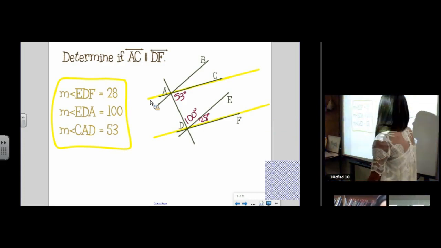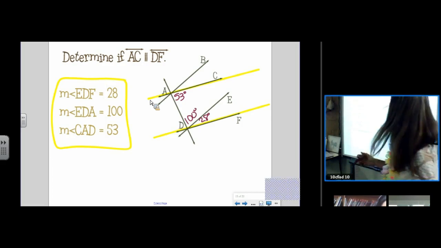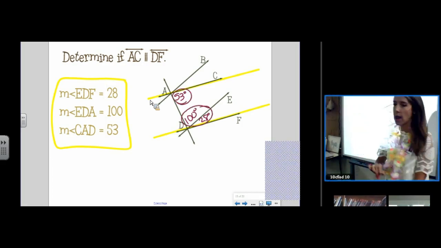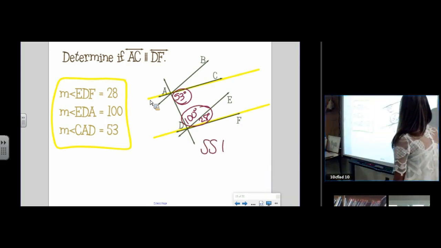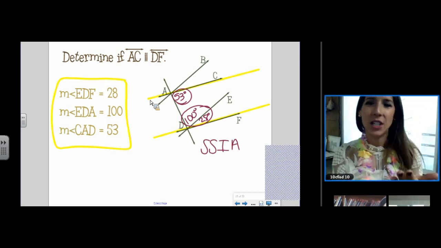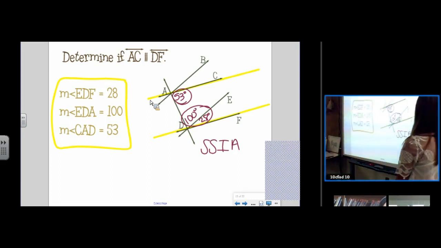Step 1, name the type of angles. What type of angles are we given to work with? This angle and this whole angle. What are those? Same side interior angles. Could we have used other ones? Sure, but those were given to us, so we're not going to do extra work if we don't have to. Same side interior angles are supposed to be supplementary.